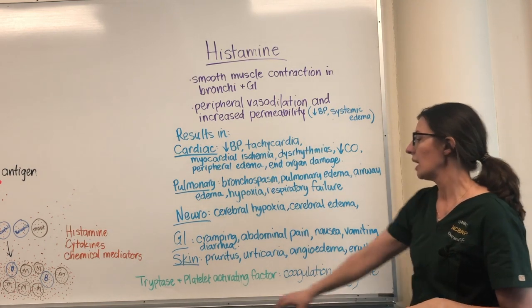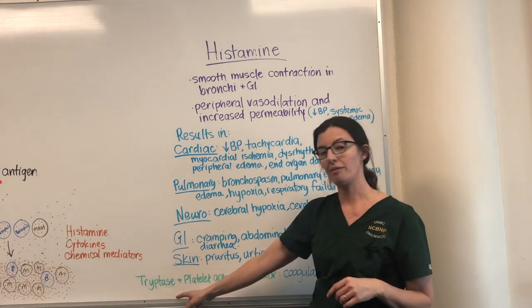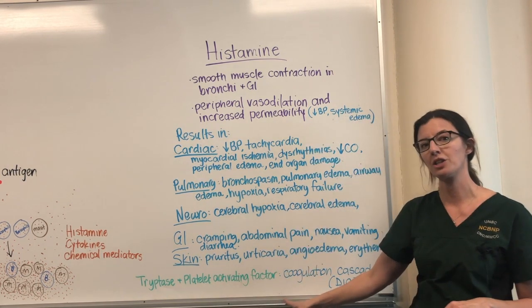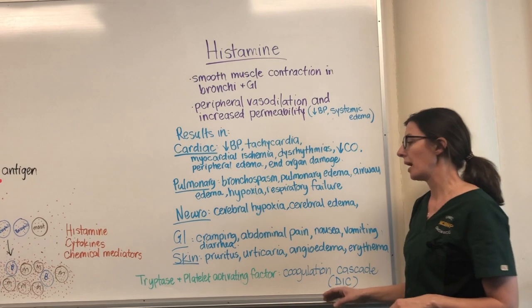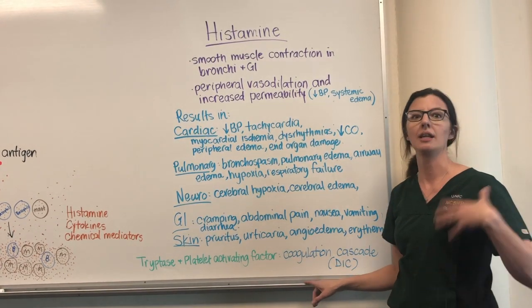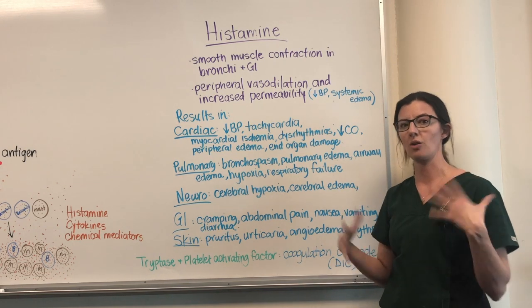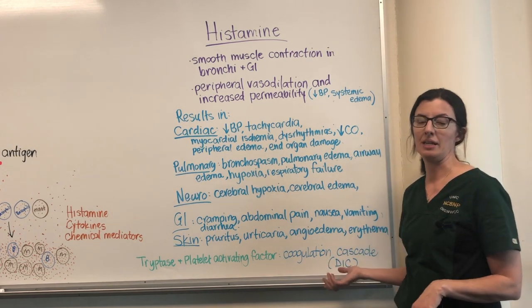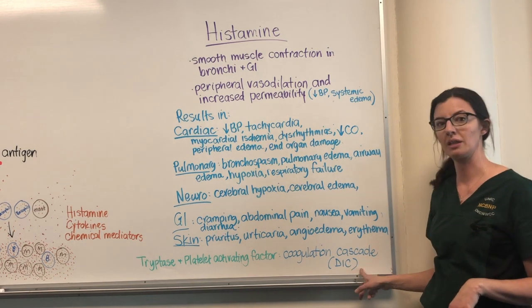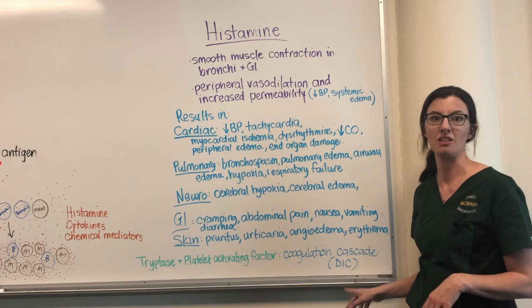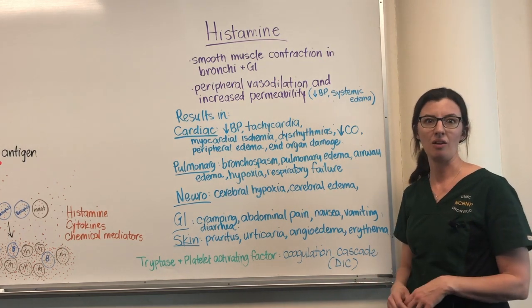Along with histamine, we also have the release of other chemical mediators. Tryptase and platelet activating factor are two notable ones, and they participate in the coagulation cascade actually, and so what that does is it stimulates coagulation all over the body, and that can result in disseminated intravascular coagulation, which is a really dangerous complicating factor which can result in bleeding and clotting all throughout the body.